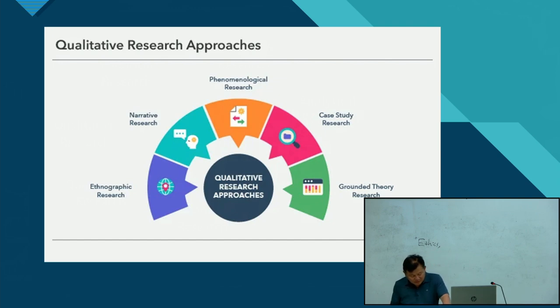So this is, very briefly, what a literature survey consists of: introduction, body, conclusion. That's it.